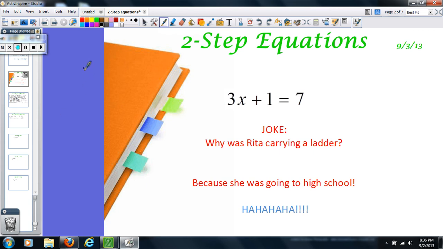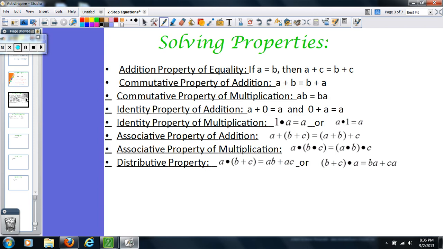So this last weekend we covered solving one-step equations, and we went into detail by giving the properties that we used and all that information. We're going to be doing the same thing now, except now we're going to be putting two-step equations together and solving those. So we're going to start again.